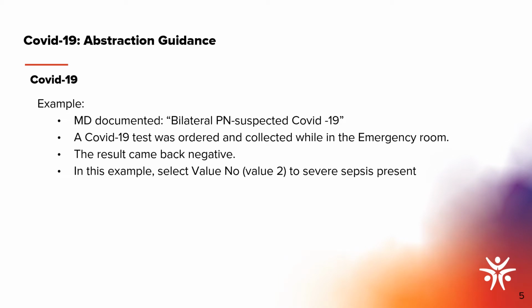Let's take a look at this example. The MD documented bilateral pneumonia, suspected COVID-19. A COVID test was ordered and collected while in the emergency room. The result came back negative. In this example, select No, Value 2 to severe sepsis present. For abstraction purposes, the documentation does not need to be supported by a positive test, and it is not negated with a negative test. In other words, suspected COVID-19 does not need to be followed by a positive result or an official, quote-unquote, diagnosis.